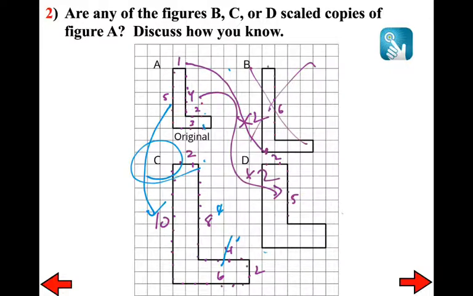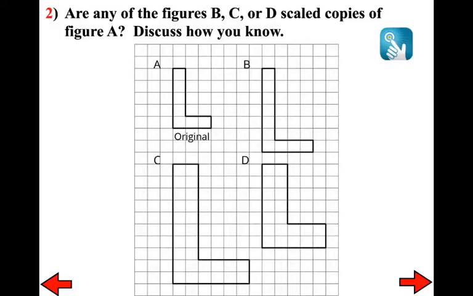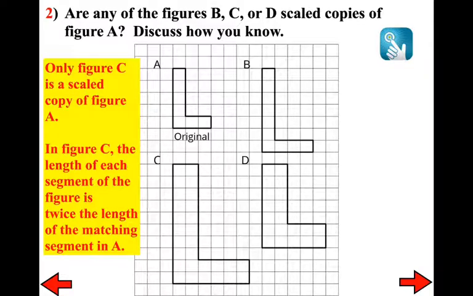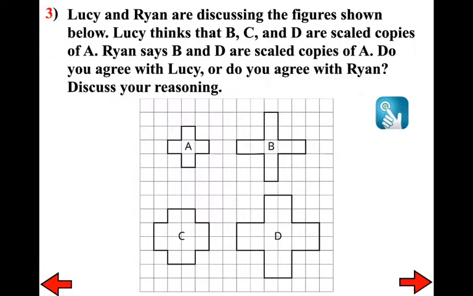So the only figure that is truly a scaled copy is figure C because, as we already figured out, in figure C, the length of each segment of the figure is twice the length of the matching segment in figure A. All right, we're going to do the same thing for number 3, excuse me. So what I'm going to do is have you pause, read the problem carefully, and then figure out how you're going to answer that particular problem.